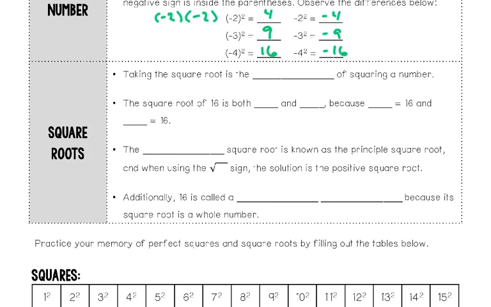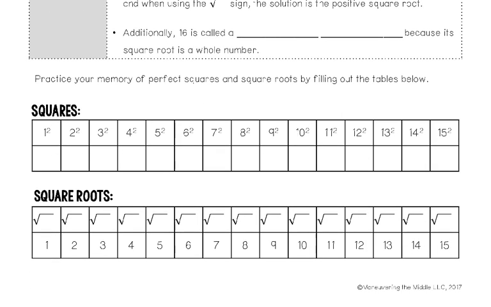So let's look down just a little bit. Let's just practice our memory of perfect squares, it says. So let's look at perfect squares. So we're going to look at just squares first. So when we square a number, we're multiplying it by itself. So we're just going to go down the line here, and they're going to be called perfect squares. We'll get into why they're called that in just a minute. But what I want you to do is just go through and fill out this chart with all the perfect squares up to 15 squared.